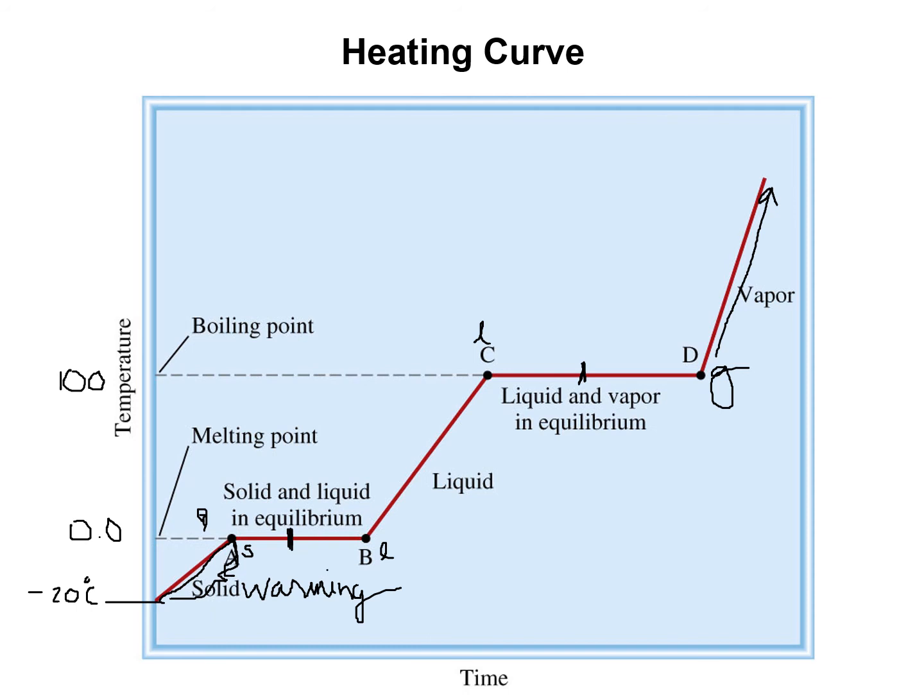Vaporizing and condensing occurs at one temperature. We're still absorbing heat, or we've got that input of heat, but that energy is not being used to increase the temperature of the sample, but is contributing the energy required for that phase change to occur.